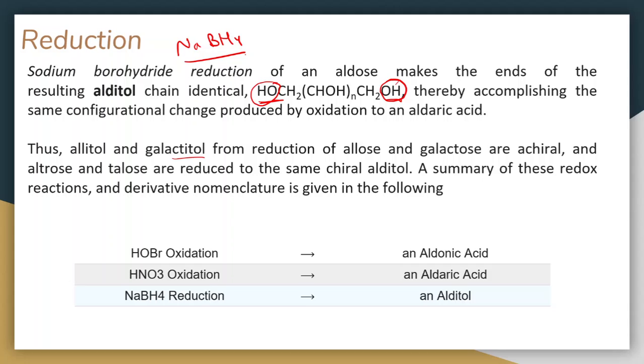Allitol and galactitol form from reduction of allose and galactose. So these are the examples. Here if you see, this is the summary of all the reactions. In case of HOBr oxidation, aldonic acid is formed. With HNO3 oxidation, aldaric acid is formed, ribaric acid, if you remember. Then with NaBH4, sodium borohydride reduction, what is formed? Alditol.